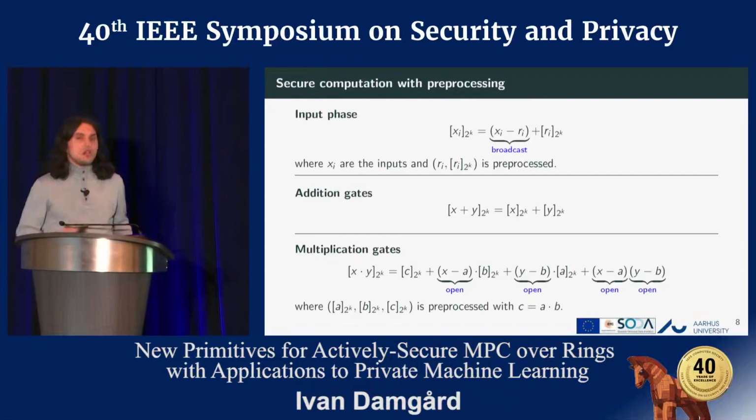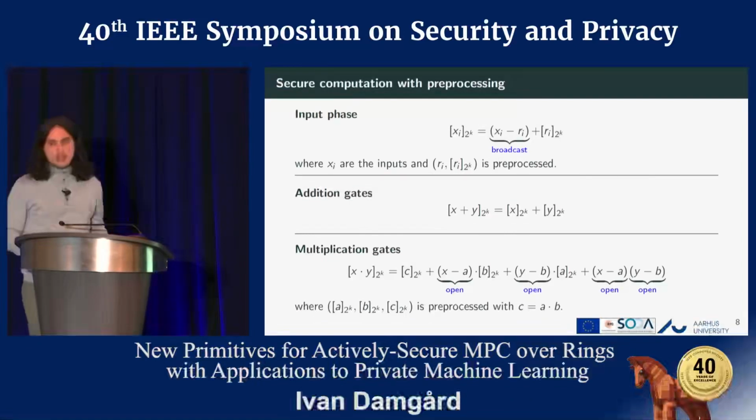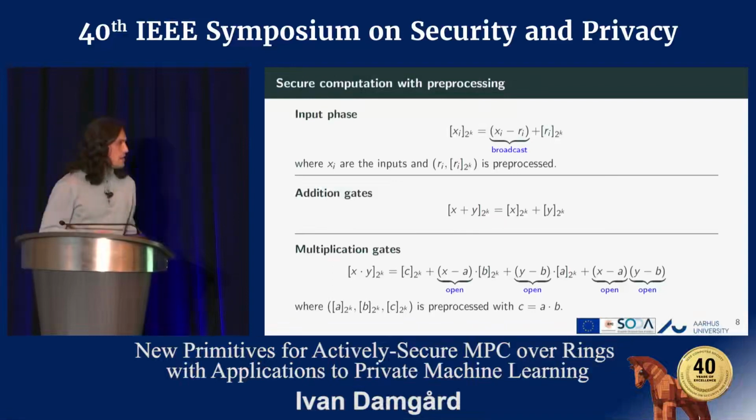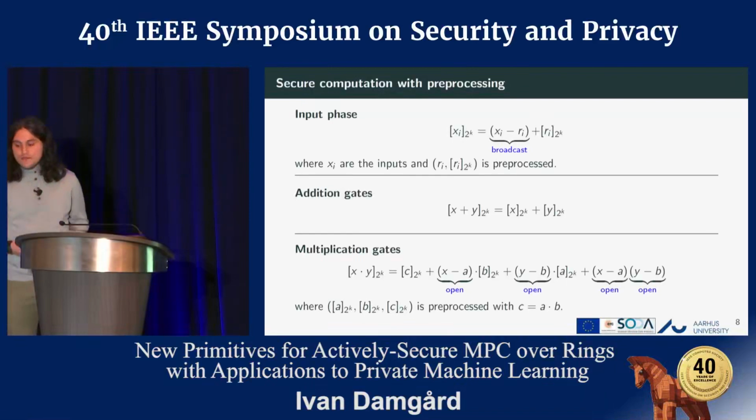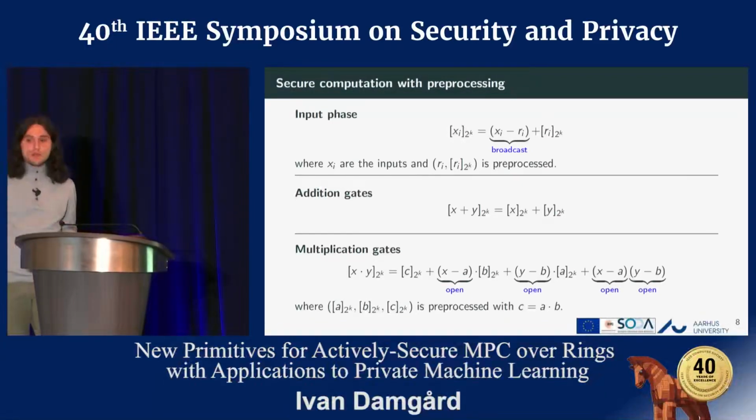Addition gates are computed locally because the secret sharing scheme is additively homomorphic. And for multiplication gates, we have this nice trick by Beaver et al. about using multiplication triples, which is you preprocess a triple where c is the product of a and b, and then you can open the difference of x and a, the difference of y and b, take this linear combination, and you can check that indeed this gives you shares of xy. So a very standard approach to get MPC. Now, again, only addition and multiplication, we would like to have more protocols on top of it.